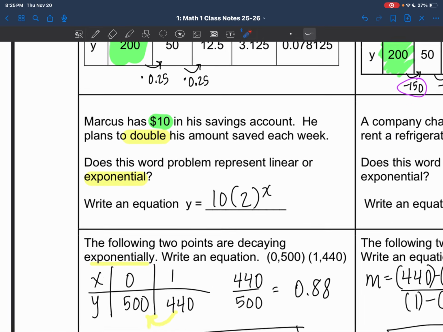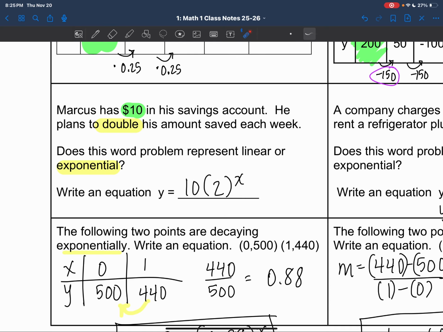All right, now for this part, Marcus has $10 in his savings account, and he's planning to double his amount saved each week. So does this represent linear or exponential? Well, because we're doubling, we know this is going to be exponential. So for that, you can circle that. And now we're going to write an equation. Remember that 10 is the savings, and that's going to be your a value. And we said double means 2, and so that's your equation.